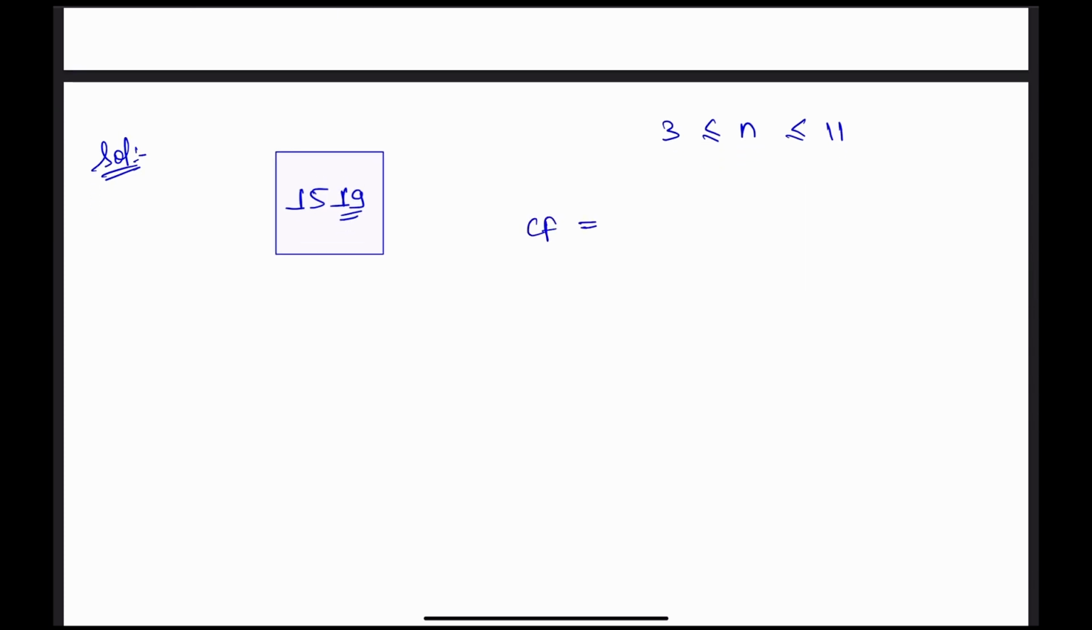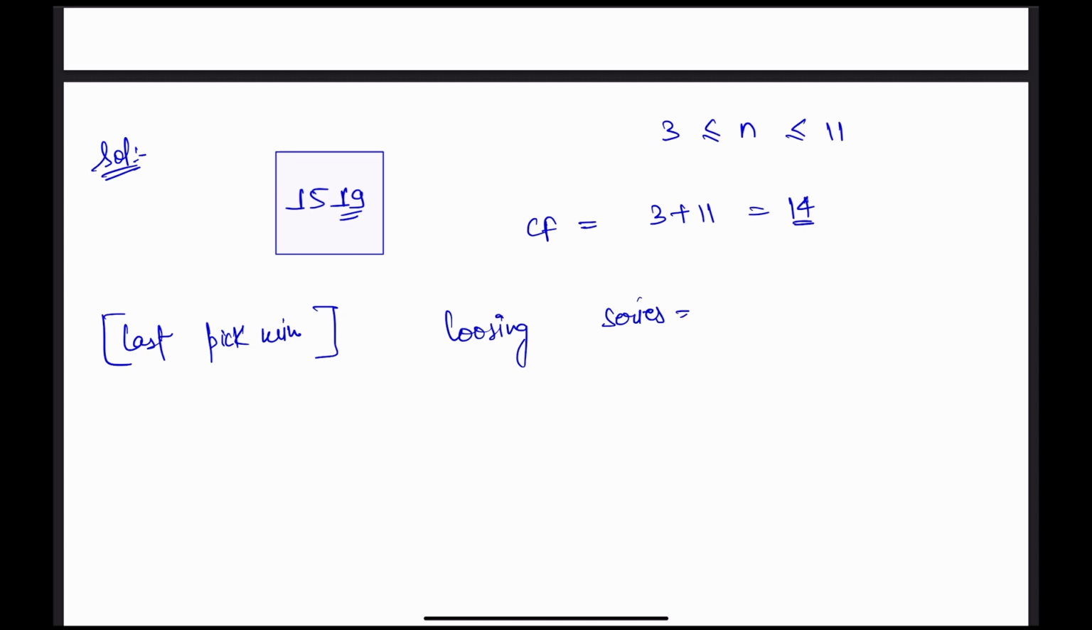So let me write by my own method. There are 1519 coins. The value of the coins, like how they can be picked, is this one. So first of all, let's find CF. First approach, that is nothing but CF. 3 plus 11 is how many? 14. Let's find the losing series. To find the losing series, we need to know if it's last pick lose or last pick win. So this is last pick win. So we know that it will look like 14k minus 1, 14k minus 2.